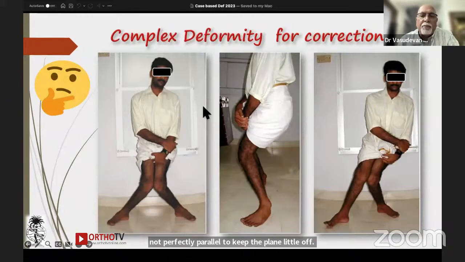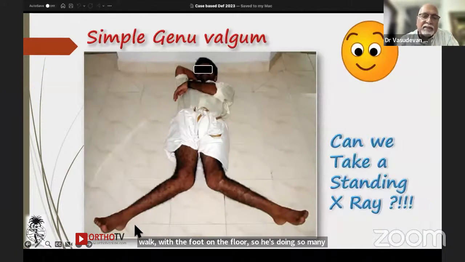So this man came to me because no girl was ready to marry him. He had a very complex deformity of the foot, knee, and hip. So when you see all these complex deformities, that means we are missing something else. This is not the real deformity. As Hemant was mentioning, there was a secondary compensatory deformity here because the patient has to walk with the foot on the floor. So he is doing so many tricks in his body. The real deformity was this.